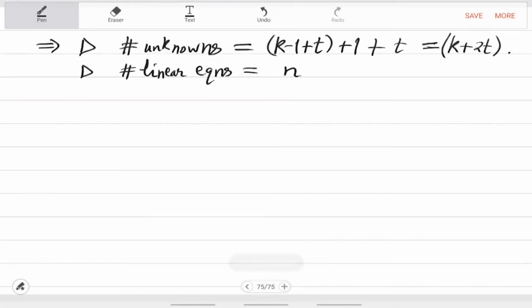Intuitively, if you have enough equations, then the solution should get determined. So if you take small n to be at least k plus 2t, then it should completely specify Q and R. That's the intuition. Obviously, whether it will happen or not, we have to prove. So we'll prove this fact.